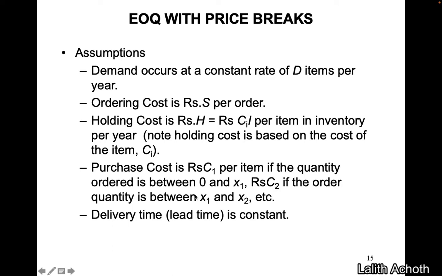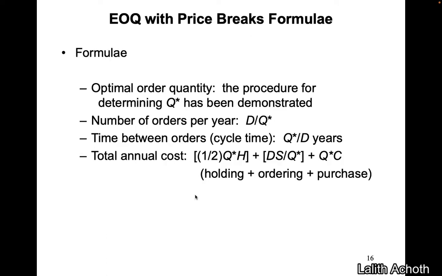So purchase cost is C1 per unit if the quantity ordered is between 0 and X, C2 per unit if the order quantity is between X and X2, and so on and so forth. You'll understand as we go. The delivery time and lead time are held constant. Let me show you an example.